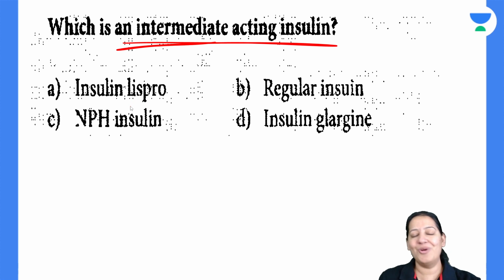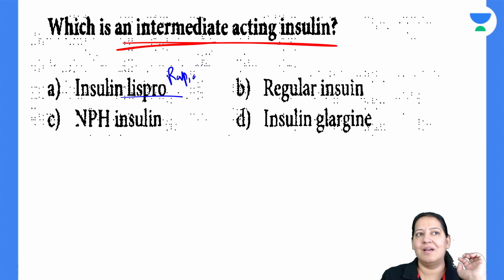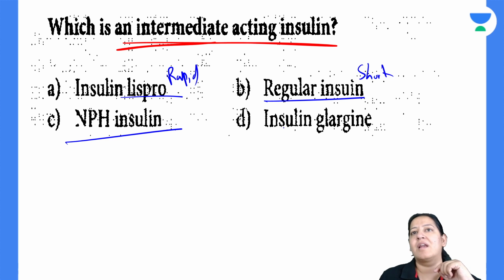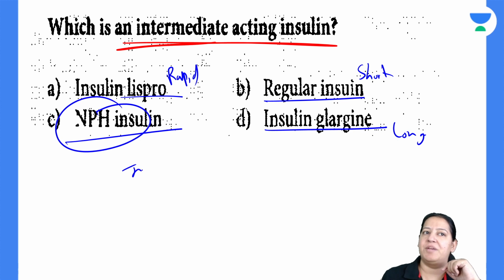Yes, you should know the classification. Come on. Lispro is rapid acting, right? NPH, regular is short acting. Glargine is long acting. But NPH is intermediate. So in intermediate, two will come: NPH and Lente. So the correct answer among them is C, right?